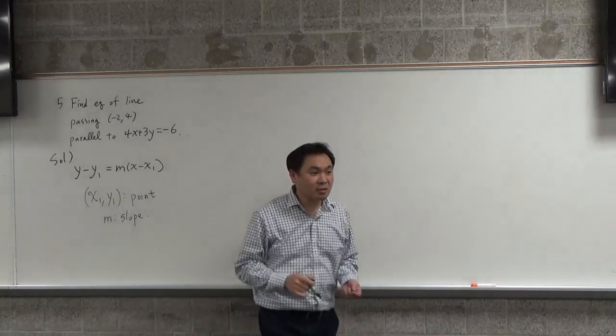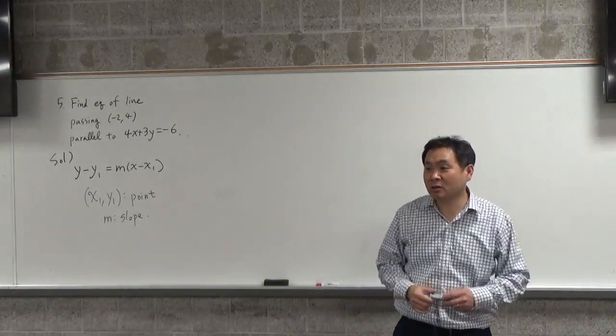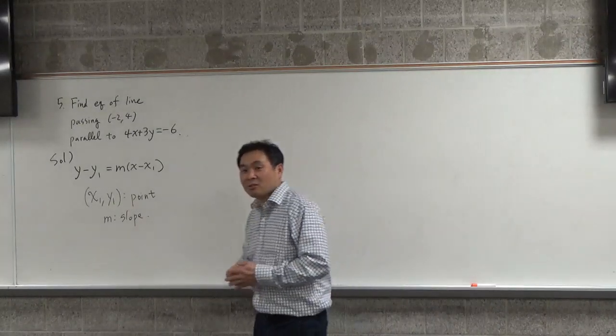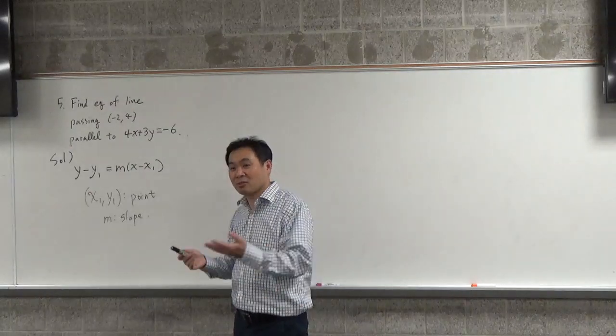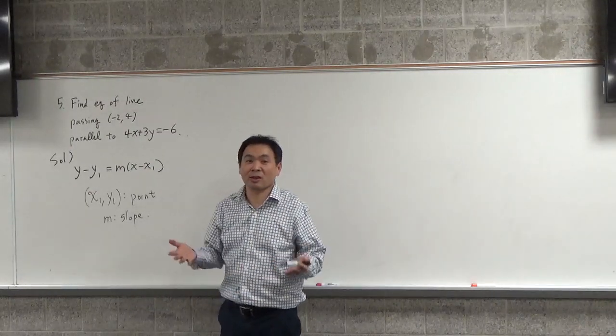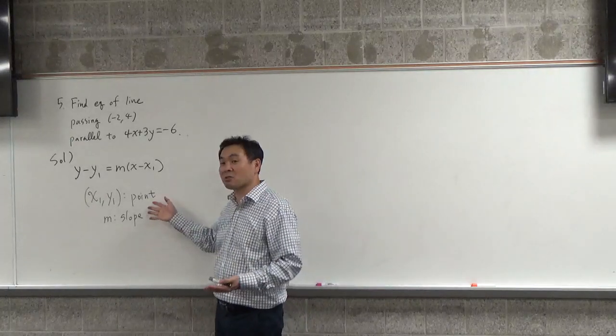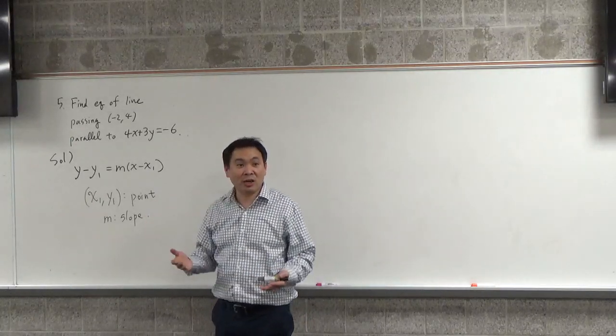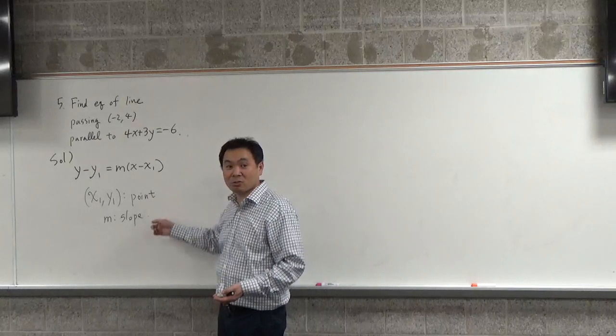It's just like if you're hungry and you want to make grilled cheese, what do you need? You need bread and cheese, right? If you're missing one or the other, you can't have grilled cheese. Same with the line equation. If you want the line equation, you need a point and you need the slope.